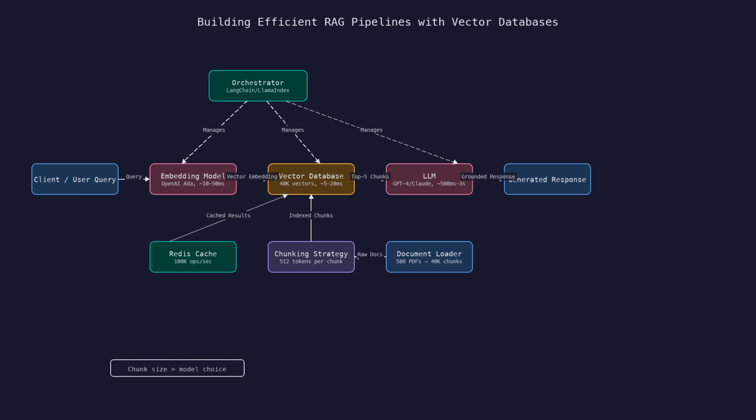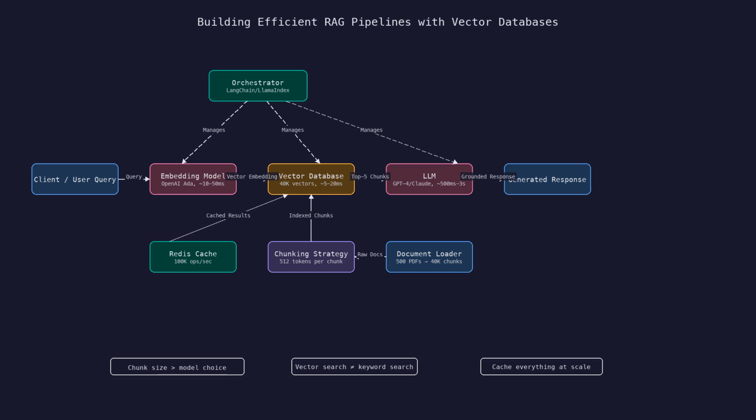Things that make or break a RAG pipeline. First, chunk size matters more than model choice. Get your chunking strategy right before optimizing anything else. Second, vector search is not keyword search. Embeddings capture meaning, which is why RAG finds "end of agreement" when you search for "termination clause." Third, cache everything you can. At scale, recomputing embeddings is the bottleneck, not your vector database.